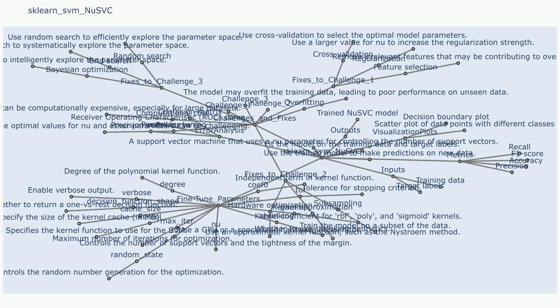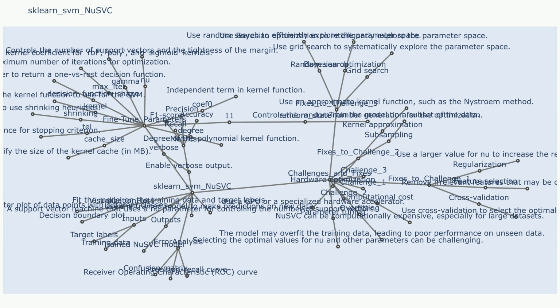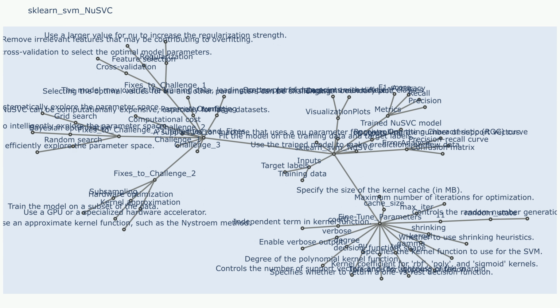Kernel: the type of kernel function used to map the data into a higher dimensional space. Common kernel types include linear, poly, RBF, and sigmoid. The choice of kernel depends on the characteristics of the data and the desired model complexity. Degree: the degree of the polynomial kernel function. Gamma: the kernel coefficient for RBF, poly, and sigmoid kernels. Coef0: the independent term in the kernel function.